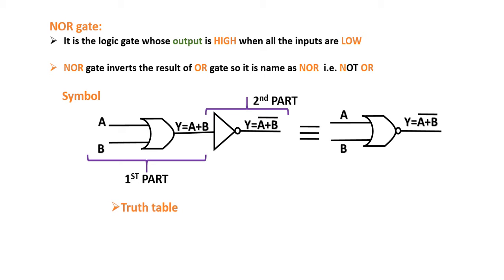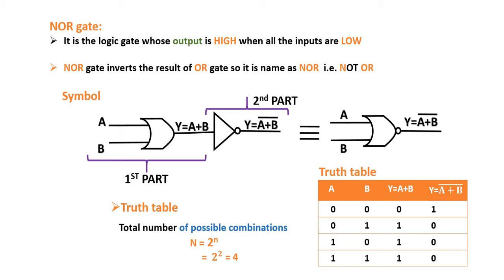Come to the truth table for the NOR gate. The total number of possible combinations for the input is given by N equals 2 to the power n, where small n represents the number of inputs. In our case, we have 2 inputs, so 2 squared is 4. So the number of possible combinations is 4. The 4 possible combinations of the input are 00, 01, 10, 11. In the table, A and B represent our input.